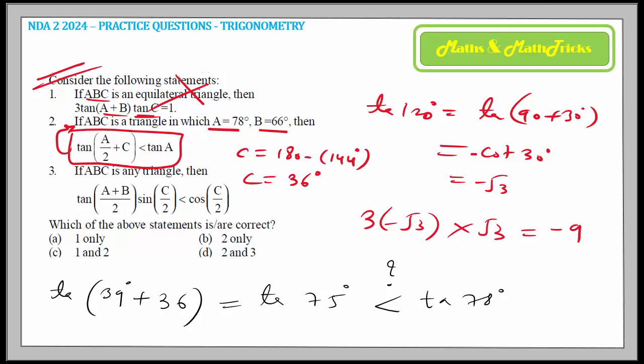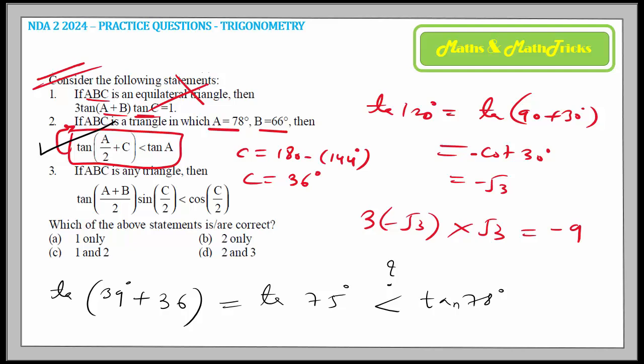Yes, of course. You know tan 45 is less than tan 60. 45 is less than 60 and tan 45 is less than tan 60. So yes, then tan 75 is definitely less than tan 78. So the statement number 2 is correct. Now what about the statement number 3, do you think? Will it be correct or wrong? Can you understand this fact?